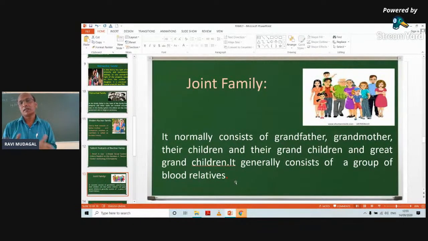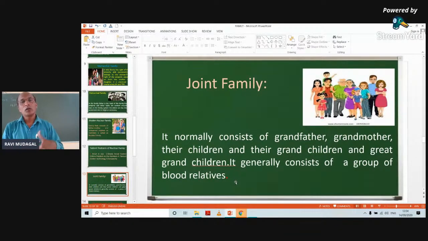Nuclear family is different, joint family is different. In nuclear family, we find only father, mother, and children, or sometimes without children. When it comes to joint family, we can see grandfather, grandmother, their children, grandchildren, and great-grandchildren. It generally consists of a group of blood relatives. Dear students, hopefully you have understood the meaning of joint family and the difference between the nuclear family and the joint family. On what basis do you identify whether this is a joint family or a nuclear family?